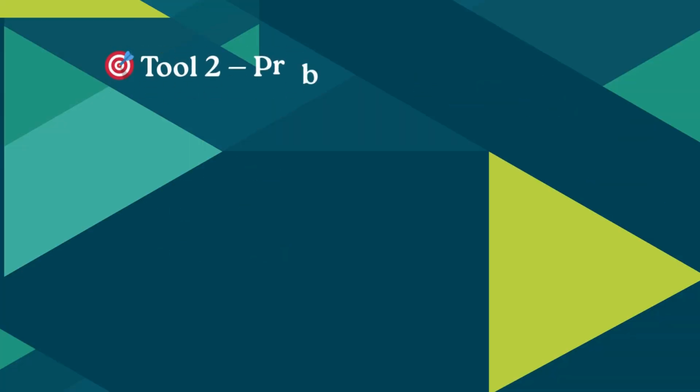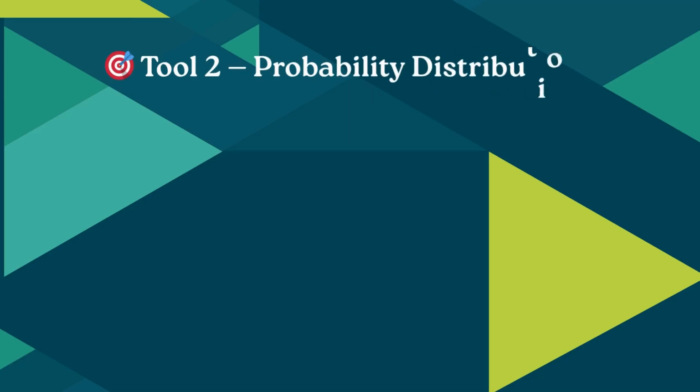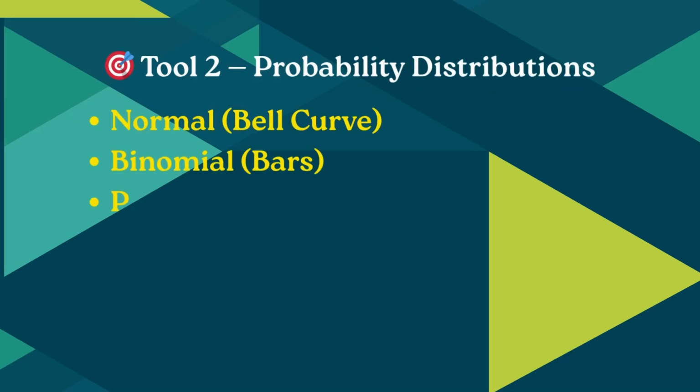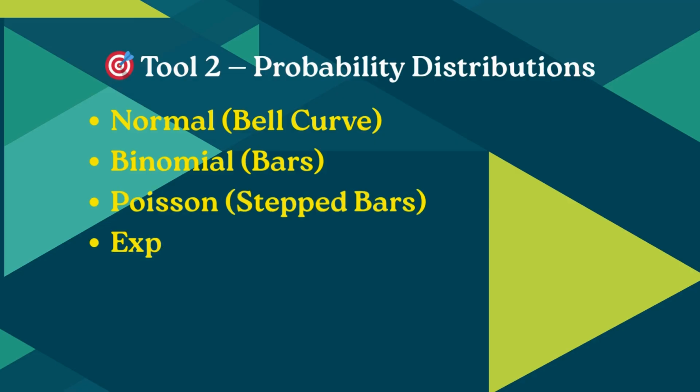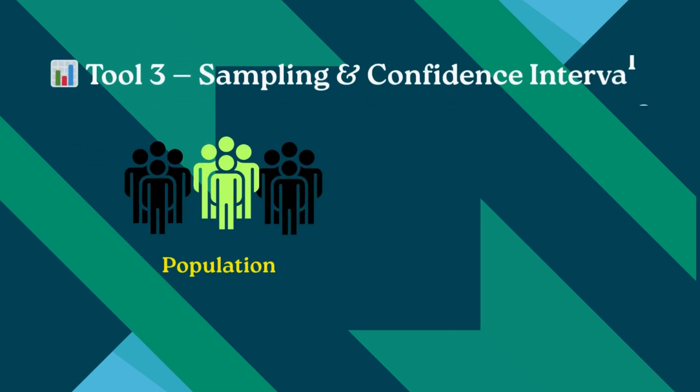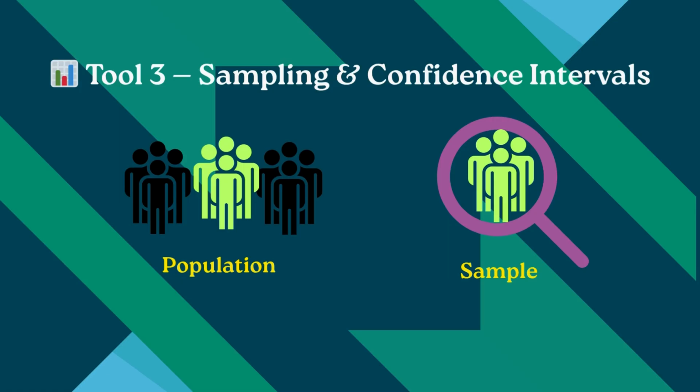Second, probability distributions. Building blocks of inference. From normal to binomial to Poisson, distributions describe how your data behaves and help estimate the likelihood of different outcomes. Third, sampling and confidence intervals. Because analyzing an entire population is rarely practical, we work with samples, smaller, manageable slices of data. Confidence intervals then help us estimate what's true for the population.